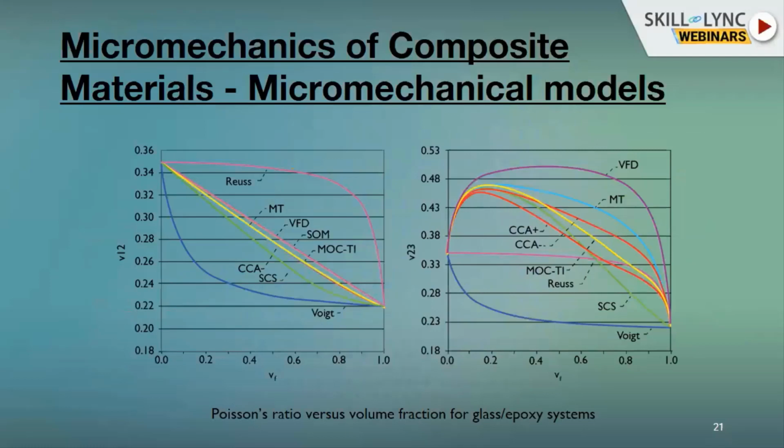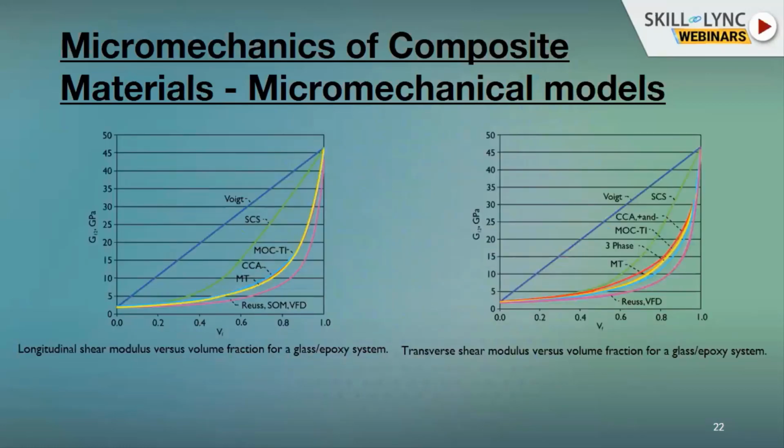This is again a representation of varying Poisson's ratio with respect to volume fraction in glass epoxy systems. Again, you can see there is a lot of difference among the various models that I have mentioned earlier. Next, again, these are some of the properties, mainly the shear modulus variation with respect to volume fraction.